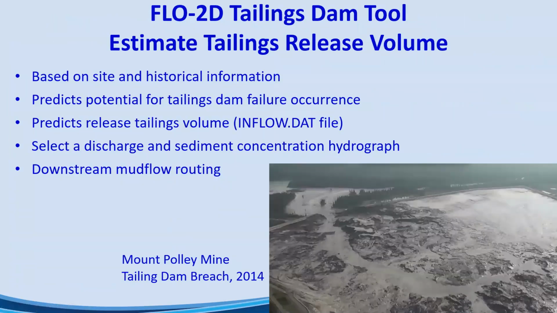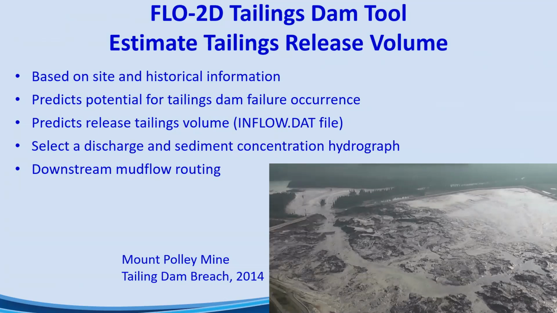The FLO-2D Tailings Dam Tool is based on historical data, historical information. Typically, if you see the historical information for tailings dams that have failed in the past, the breach volume or the release volume is typically between 10 and 35 or 40% of the impounded tailings volume.